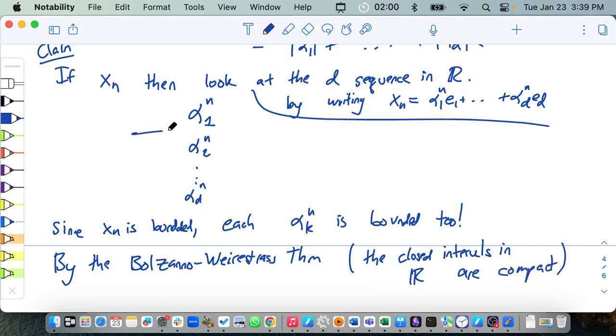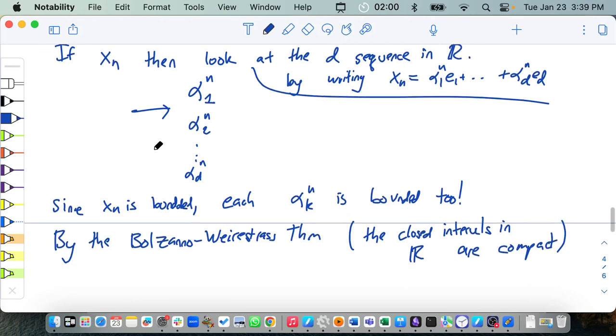So each of these sequences, alpha_1n, alpha_2n, all the way up to alpha_dn, is a bounded sequence in R. And so by the Bolzano-Weierstrass theorem, they have convergent subsequences. So you can find a different convergent subsequence for each of these d things. That's not what we want. We want to find one that is compatible with all of them. So I'm going to do them in order.